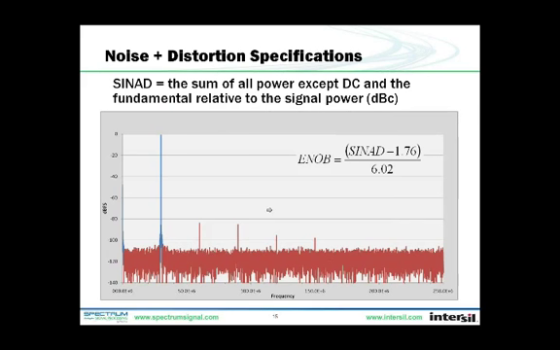Now, SINAD, or the signal to noise and distortion, is the sum of all the power except for DC and the fundamental, relative again to the signal power. So that's again in dBc. This SINAD is the ultimate measure of dynamic range. Really, it's the difference between the desired signal and every other signal except for DC. The effective number of bits, or ENOB, is derived from SINAD using the equation ENOB equals (SINAD minus 1.76) divided by 6.02.